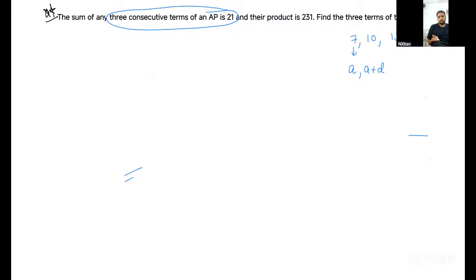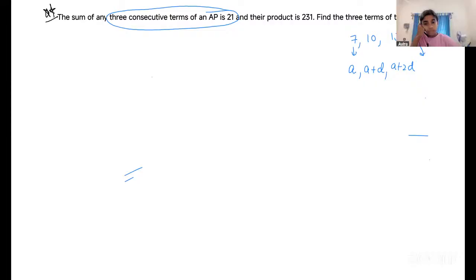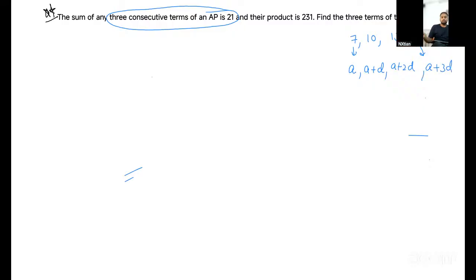Okay. So Ira, what will be the third term then? A plus D plus D. Yeah, so it will become A plus 2D. This term will be A plus 3D. So like this, we have to write it down. Understood, guys? Yes or no?